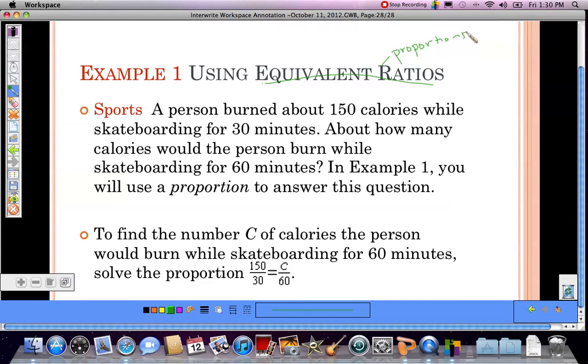Alright, let's start with our first example, and this comes from the world of sports. It says a person burned about 150 calories while skateboarding for 30 minutes. About how many calories would the person burn while skateboarding for 60 minutes? And we're going to use a proportion to answer this question. You can tell I've underlined my important facts here. And when writing a proportion, you want to start with what the question is asking you to find. And the question is saying how many calories would the person burn? So we are actually looking for calories.